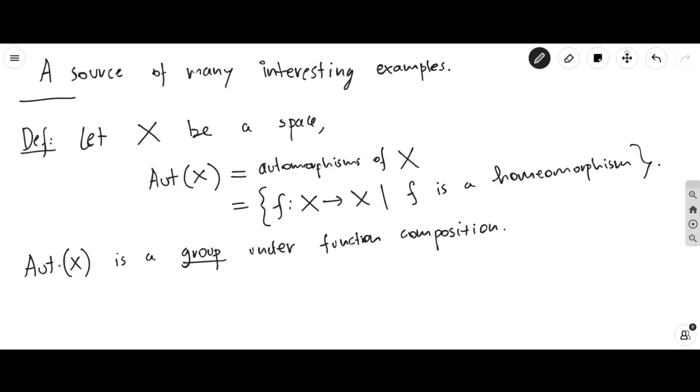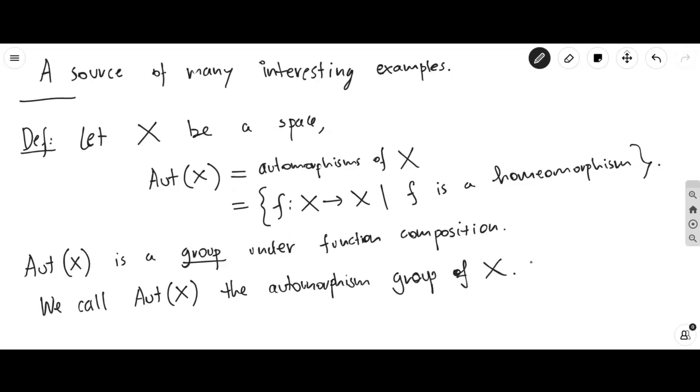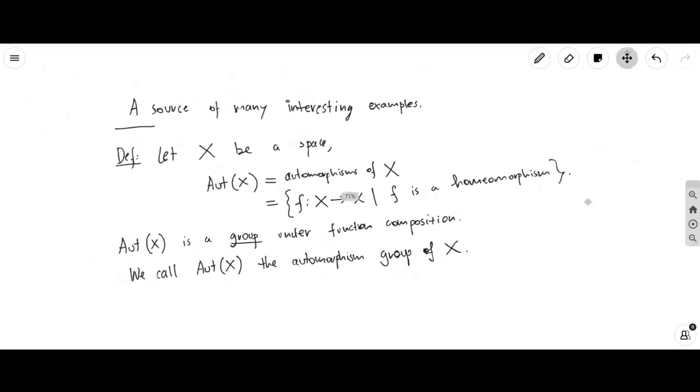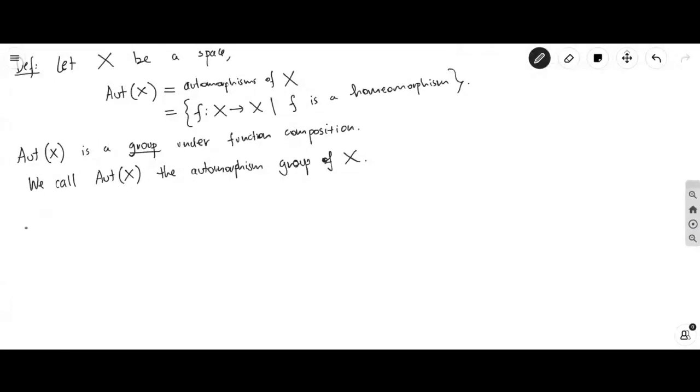And this is called the automorphism group. We call Aut X the automorphism group of X. Now, actually, you have seen this before, but in a different setting. This definition is very similar to the symmetric group. So this is what you see in an algebra class.